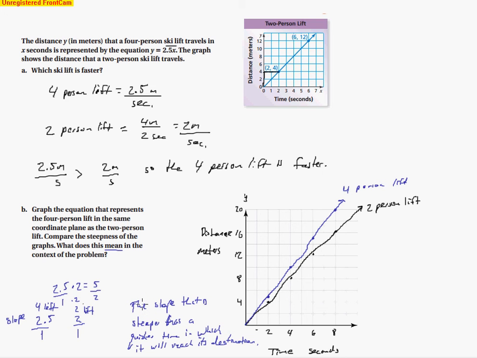Basically, what we could also say is the slope that is steeper is going to be the faster lift. That would be another way to say that. So those are the types of problems you'll see on the homework.